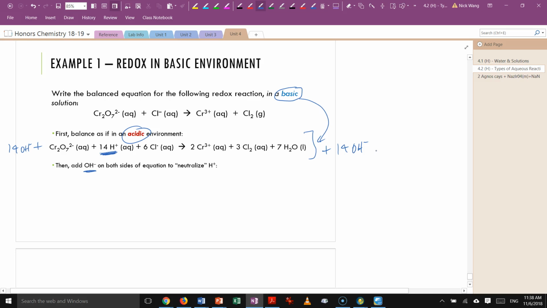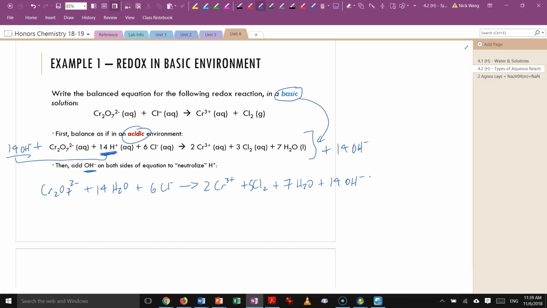But of course, we can't just leave it there. If you have 14 OH- and 14 H+, when you add these together, it actually makes water. So let me rewrite that step over here, where it becomes Cr2O7 2-. I'm going to leave off the states of matter for now. This together now becomes 14 H2O, and you have 6 Cl- that we have from before. We keep carrying out everything else that was balanced as an acidic environment. These haven't changed, so 3 Cl2, and then 7 H2O. And the 14 OH- that we added to the left side is also added to the right side, to balance out the identities and the charges.